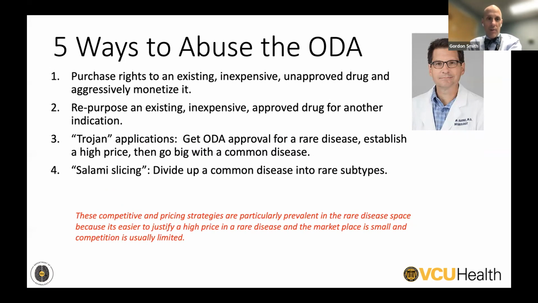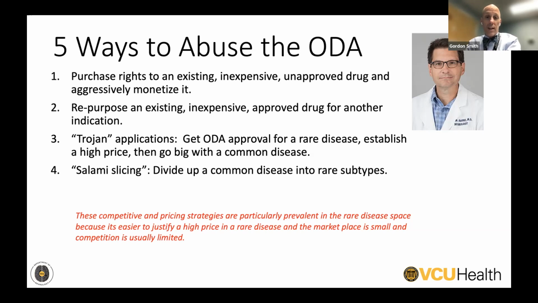And so these, I think of, I trimmed this down to 4. There's a couple of extras, so I apologize for the numerical error there. But one is to purchase the rights to an existing inexpensive unapproved drug, approve it under an orphan designation, and then just monetize the heck out of it.